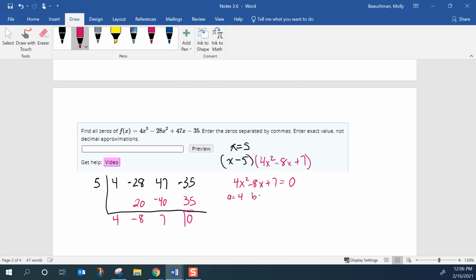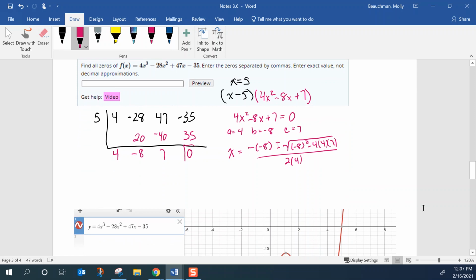A is 4, B is -8, C is equal to 7. So x equals negative b, so that's 8, plus or minus the square root of b squared, -8 squared, minus 4 times a, which is 4, times c, which is 7, all over 2 times a, which is 4. So we should end up with a negative inside the square root. So I get x is equal to 8 plus or minus the square root. I'm just going to put that in the calculator.